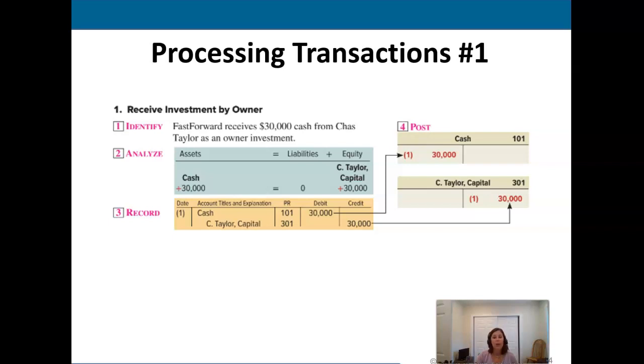So we then wander on over to the individual accounts for both cash and C. Taylor Capital and record those. And it's really important that you make sure that you are recording the debit into the debit column and then the credit into the credit column. So what you don't want to do when you're doing homework or inadvertently doing things is to take a transaction that you recorded in the journal as a debit and accidentally record the entry as a credit.